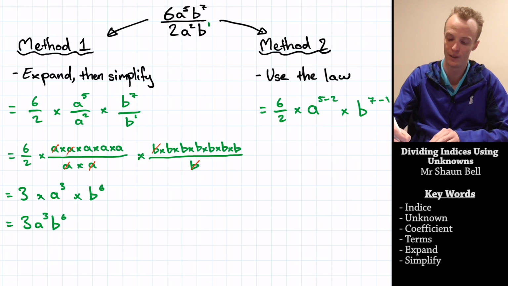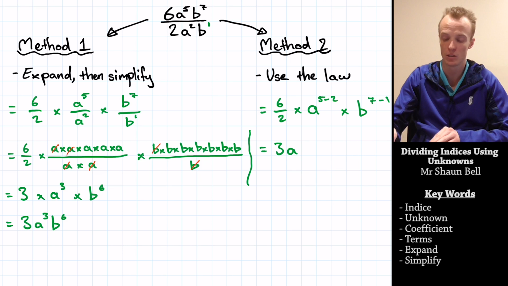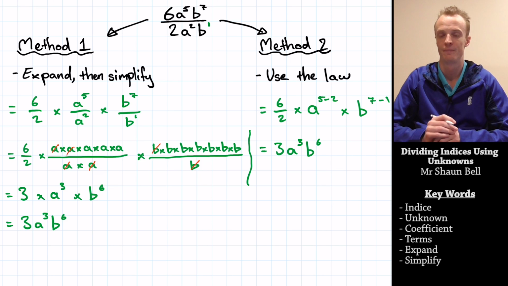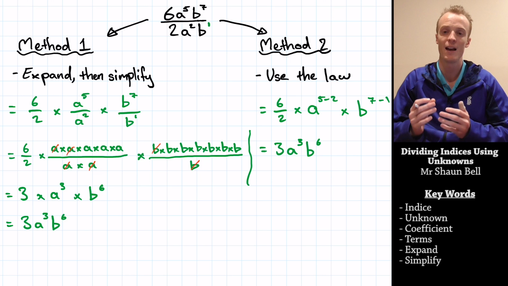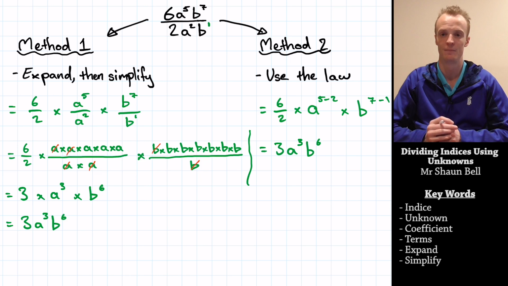Now when we simplify this further, that's going to be equal to 6 divided by 2, which is 3, multiplied by a to the power of 5 subtract 2, which is also 3, multiplied by b to the power of 7 subtract 1, which is 6. So as you can see, we do arrive at the same solution, but when you use the index law for dividing indices, we have a much more efficient method.